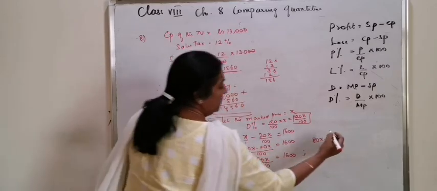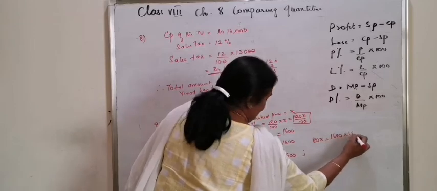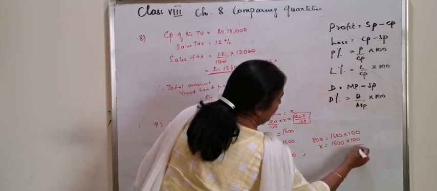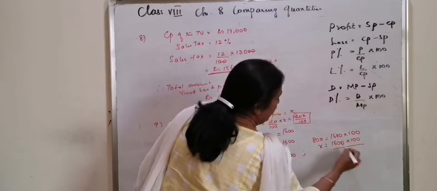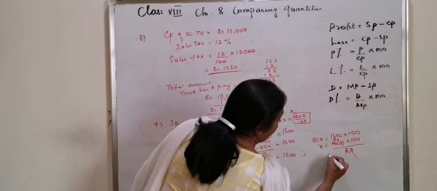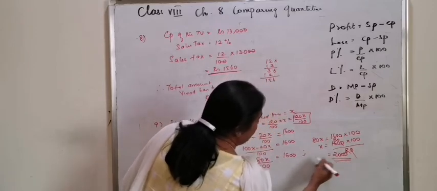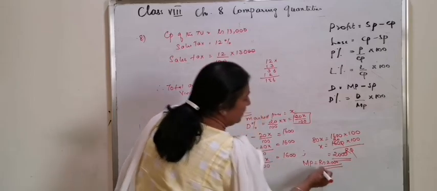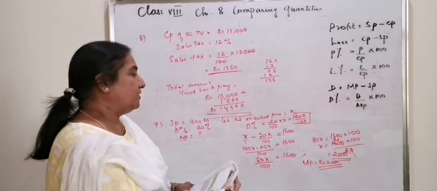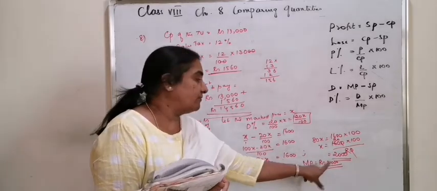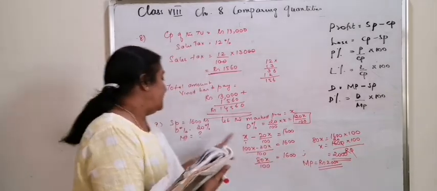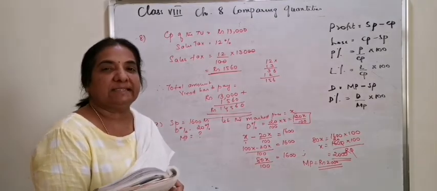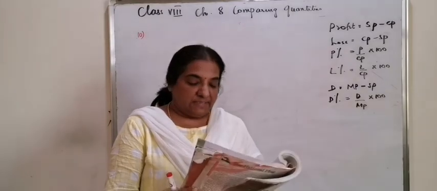80X is equal to 1,600 into 100, or X is equal to 1,600 into 100 divided by 80, or it is 2,000. That means what was the marked price? The marked price was 2,000 rupees and you got a 20% discount. That means you got a discount of 400 rupees and the skates were available for rupees 1,600.